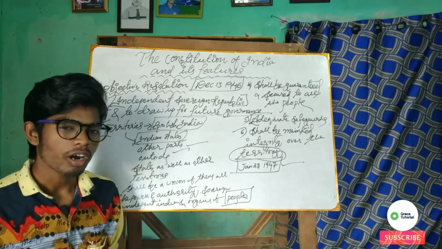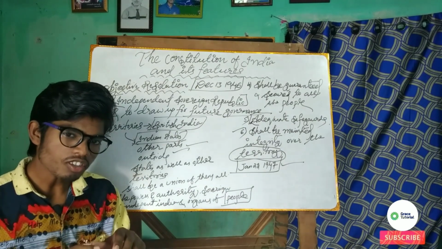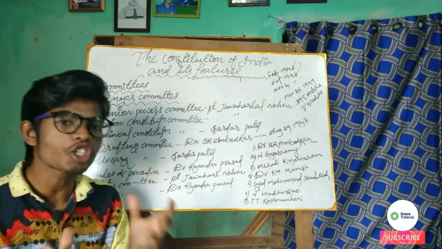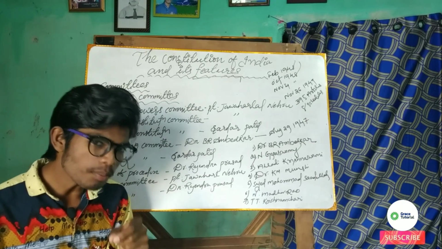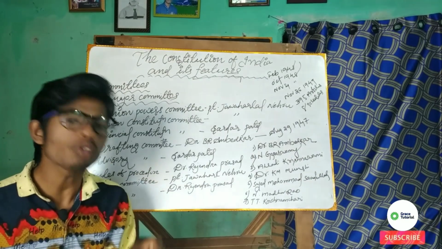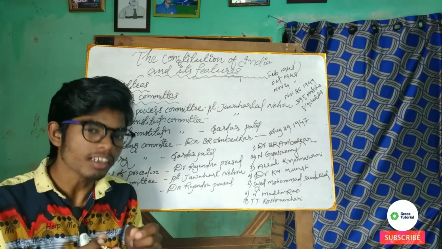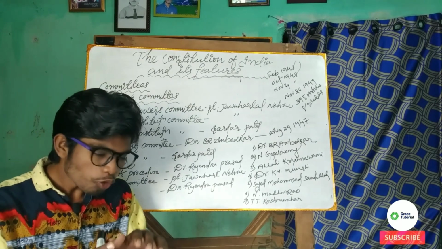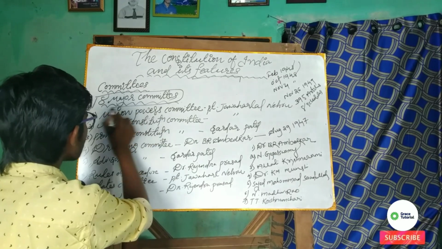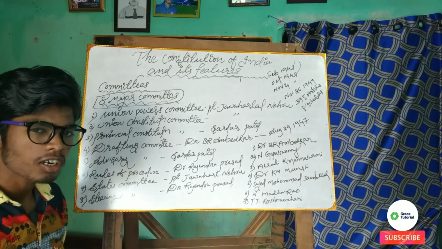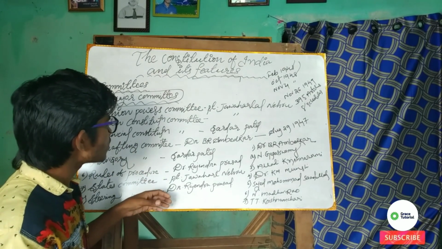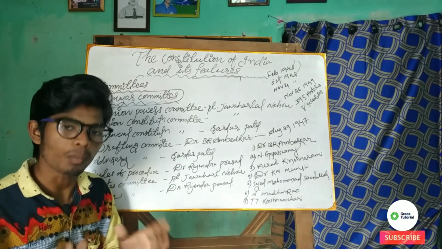And now, we will discuss the committees of the Constituent Assembly. The Constituent Assembly appointed a number of committees to deal with the different tasks of constitution making. Out of all these committees, 8 were the major committees and the rest were minor committees. Let me tell you what the 8 major committees are and who chaired them.